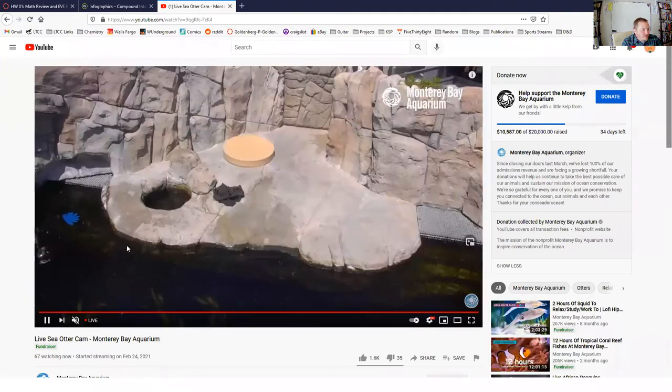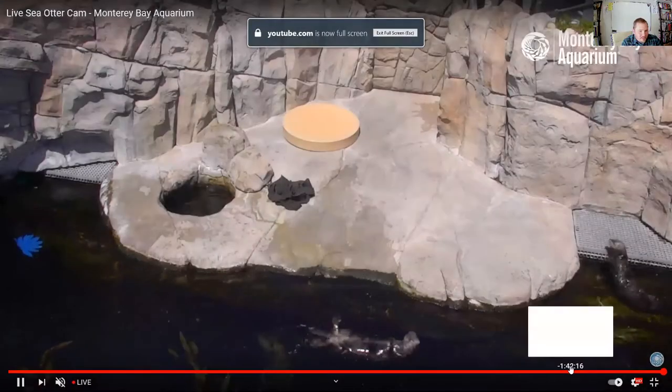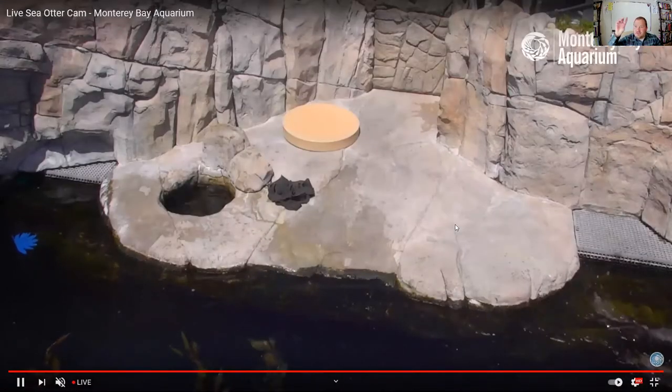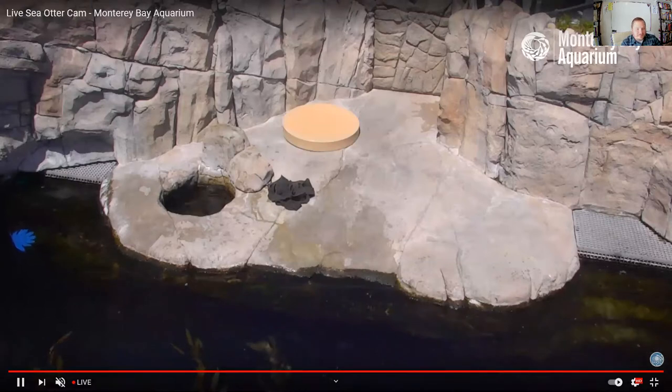The otters are usually pretty interesting, although I don't see them right now. Oh, there they are. You just watch the otters go around and play. Occasionally somebody comes by and moves the camera to wherever the otters are. Just fun things to have on.